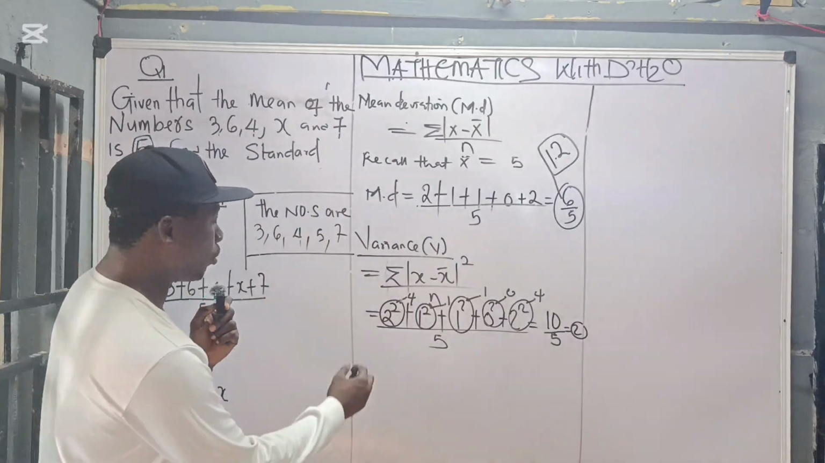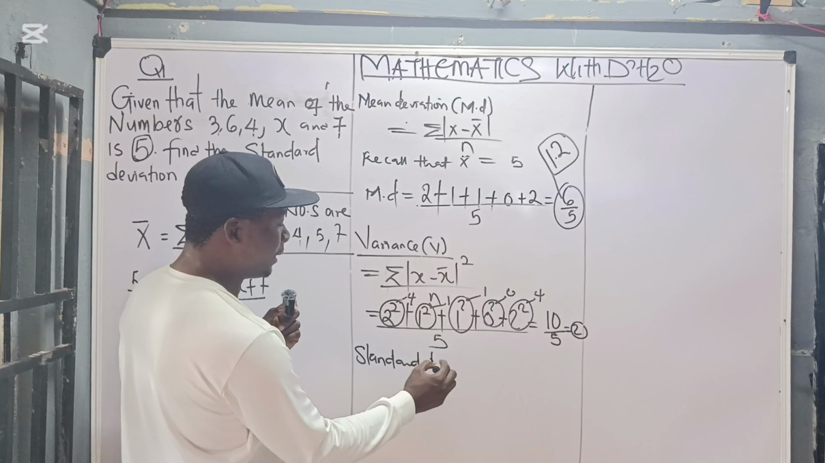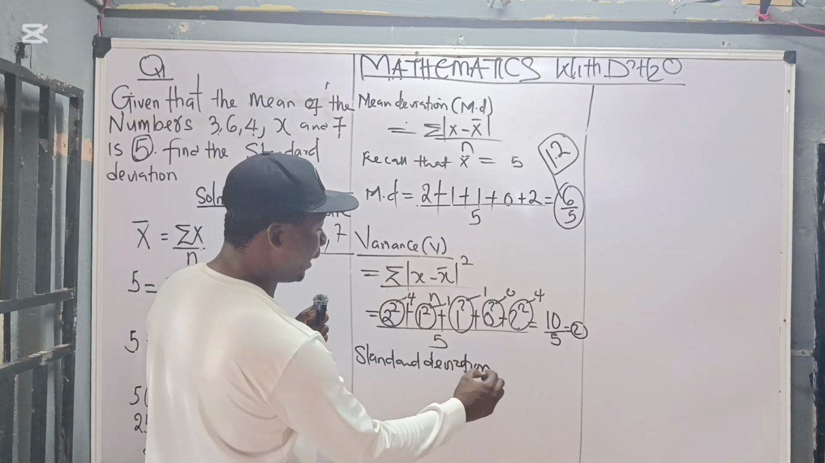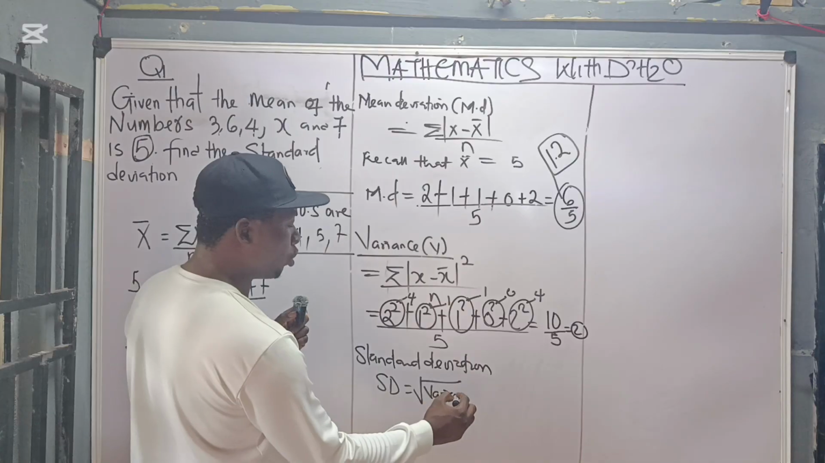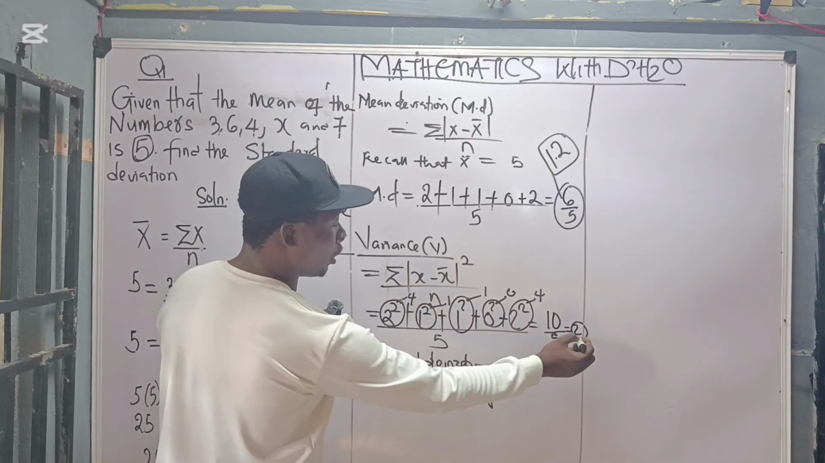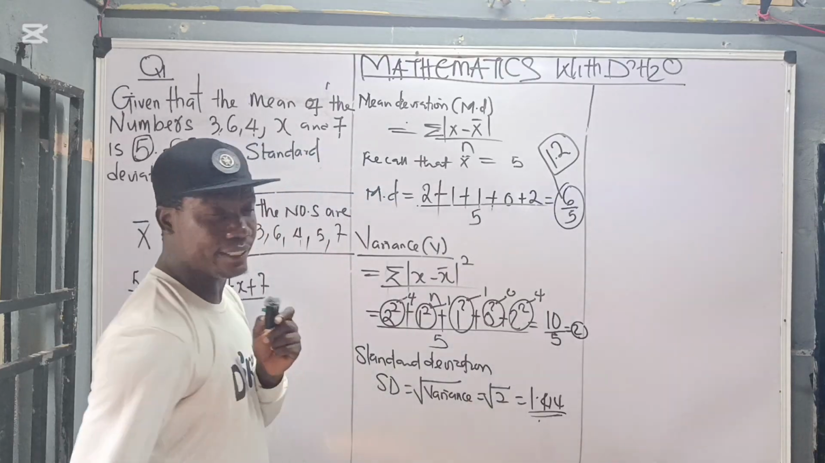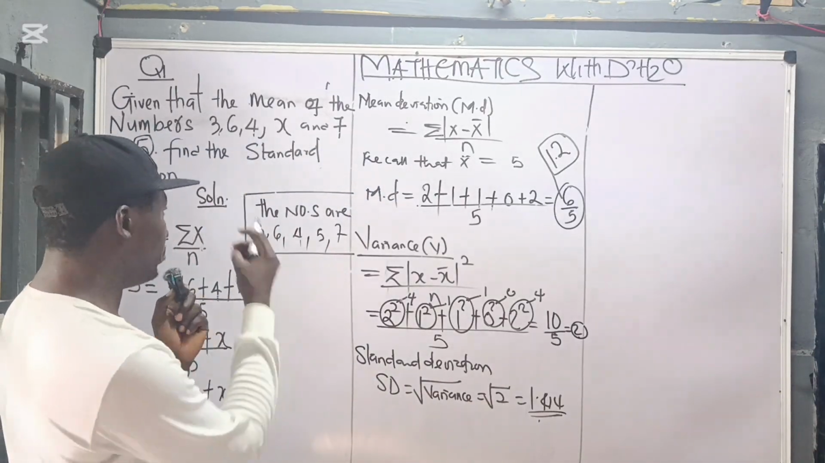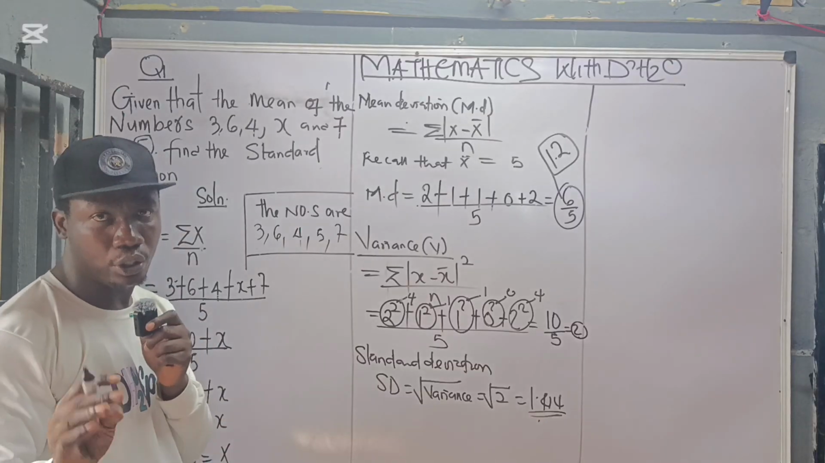Do you understand? So finally, standard deviation. Standard deviation means the square root of your variance. So the square root of your variance, which was 2, that's 1.414. So it's quite very easy. This is how to solve for mean deviation, variance, and what? Standard deviation. Do you understand?